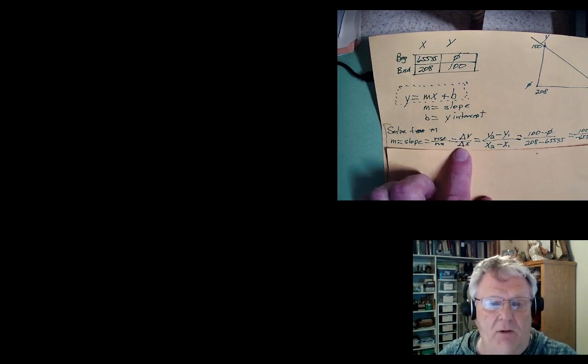Now let's see if I can do it longhand here. I want to solve for m. I want to solve for slope. Now slope, m is actually slope, and slope is actually the rise divided by the run. And another way to write that is the change in y over the change in x, which is demonstrated with the triangle there, or the delta symbol, delta y over delta x.